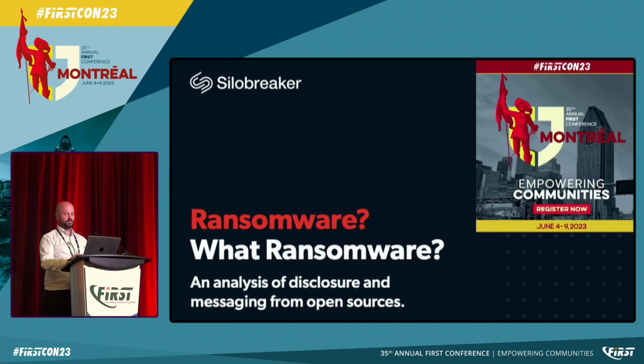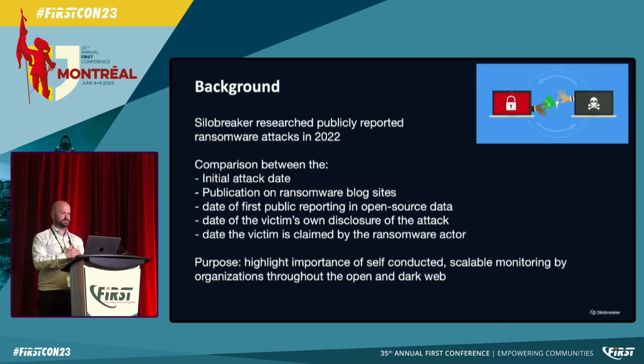So we covered it on ransomware, and the idea with this was to look at the comparison between the initial attack, when a victim was hit, when it was published on a ransomware blog, when the first public reporting of it started to come out, the victim's own disclosure of it, and when the victim is claimed by the ransomware actor. There were posts of the actual breach, or even prior to it, on a dark web forum. The idea was to figure out the importance of self-conducted scalable monitoring: if you have 150,000 vendors out there, how important are they to you? How quickly are you going to be told about it by your vendor? How quickly are you going to hear about it through public sources, dark web blogs, or open source reporting?